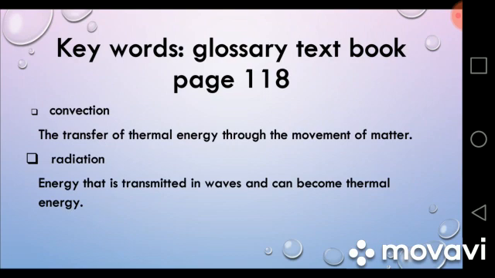First of all, let's discuss the keywords for today. There are two keywords for today, convection and radiation. The definition of these keywords is given in the glossary on textbook page 118. Convection is the transfer of thermal energy through the movement of matter. Radiation is energy that is transmitted in waves and can become thermal energy. For example, we receive radiation from the sun.